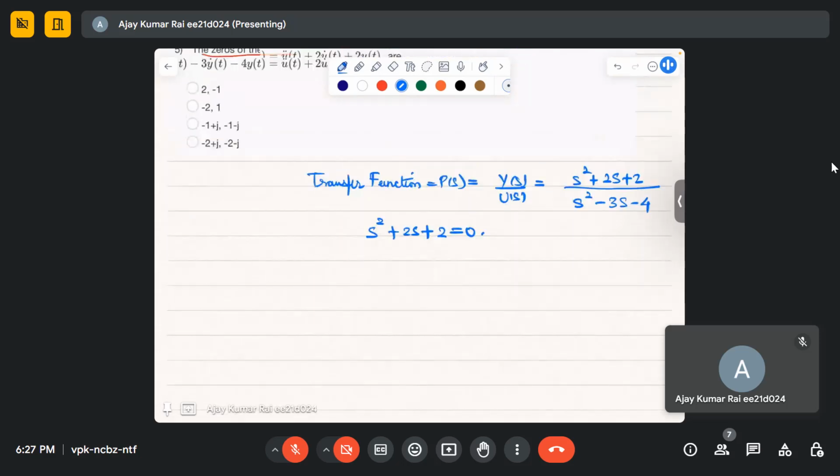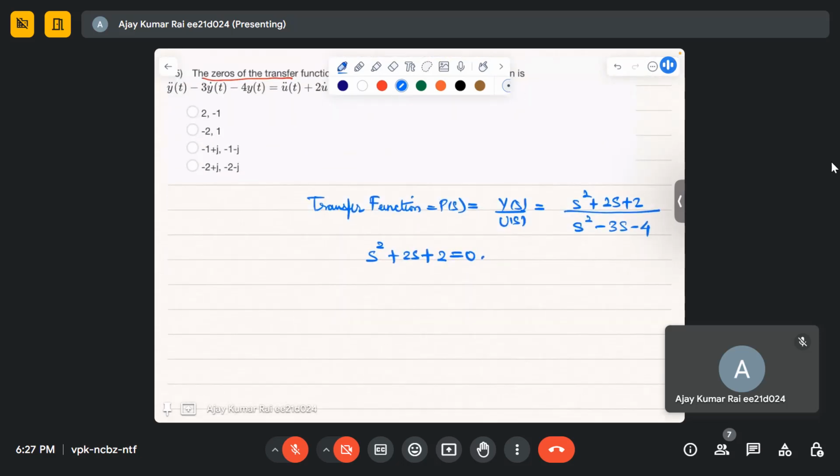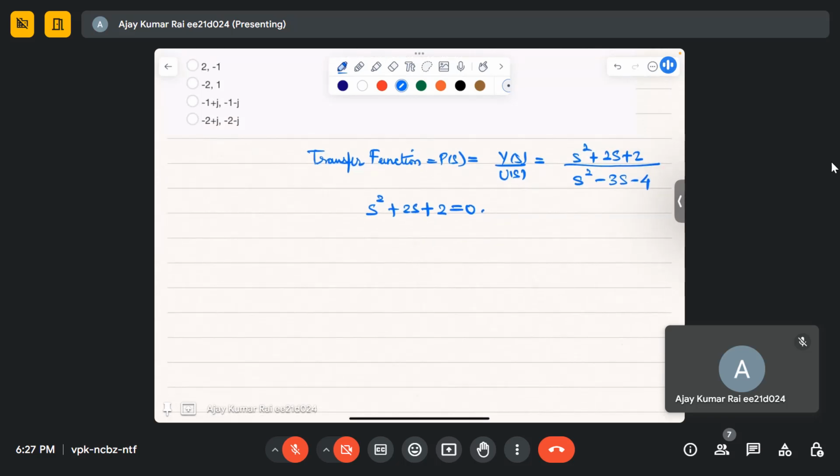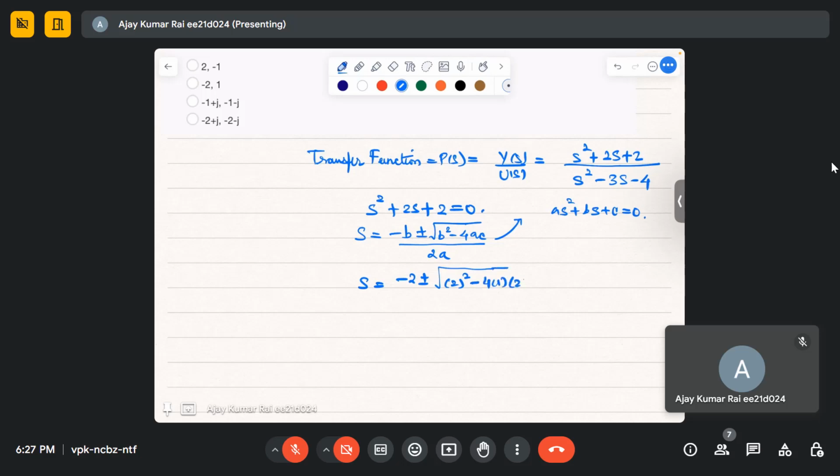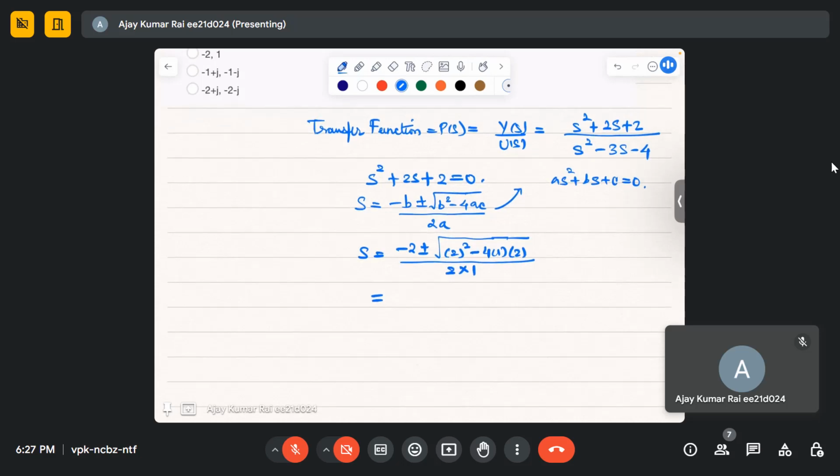So that's what we do. Let us find the roots. I'll use this formula to find the roots. The general equation is a s squared plus b s plus c equal to 0, and this equation is in this form. So the roots will be s equal to minus b plus or minus the square root of b squared minus 4ac, over 2a. I'm just using the general formula that you all know.